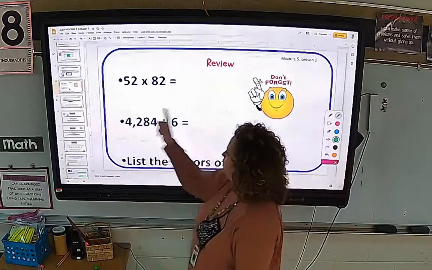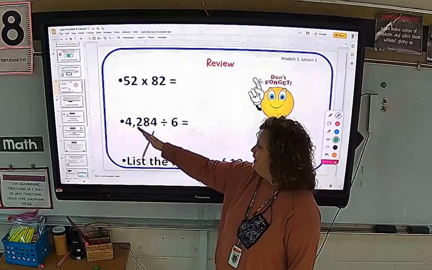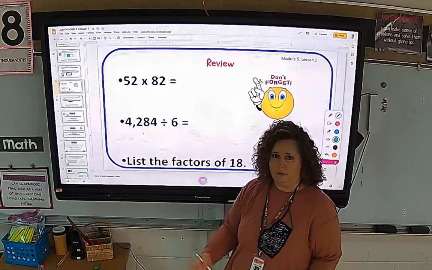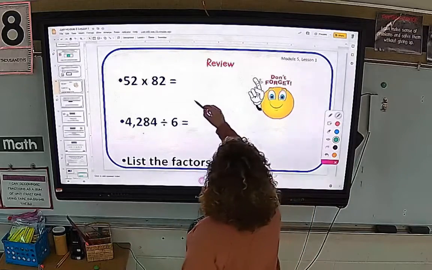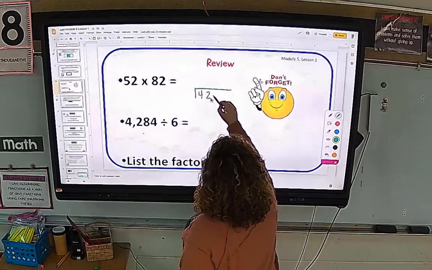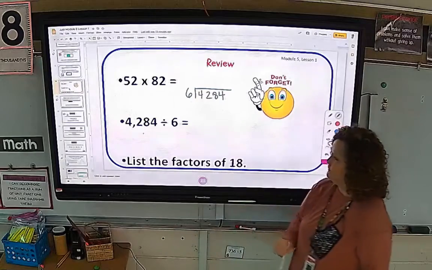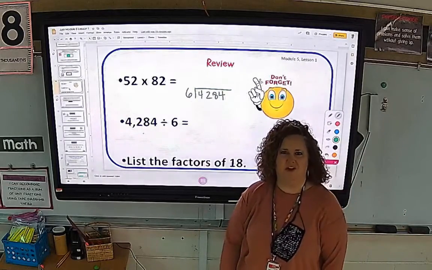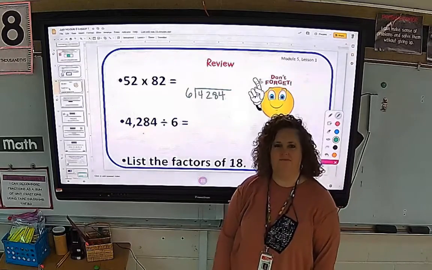And now if you would, set yourself up to solve 4,284 divided by 6. Go ahead and write it in the other form that we have practiced so much. We would write that as 4,284 divided by 6. Okay, you can stop the video now and work the problem out and then check it and see if you've gotten it correct. You can also check it with multiplication to see if you've gotten it correct. Go ahead and do that now.